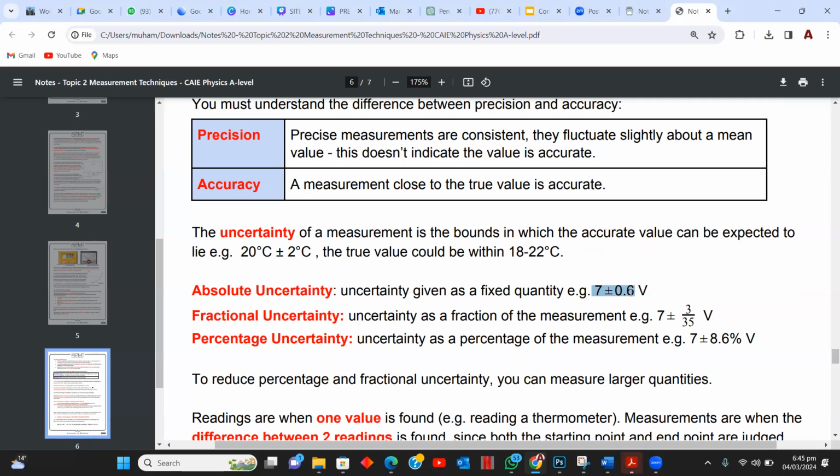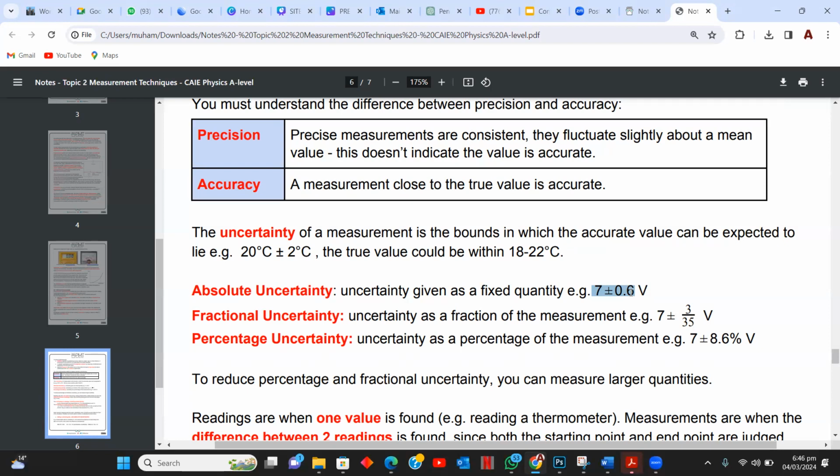Fractional uncertainty is when uncertainty is represented as a fraction. 7 plus minus 3 over 35 volts. Now the error is in the form of a fraction. And similarly, for a percentage uncertainty, your error is in the form of a percentage. It's 7 plus minus 8.6%. Now, if your answer is 7, you take 8.6% of 7 and add it, this will be the fluctuation above. And 8.6% of 7 subtracted from 7 will be the fluctuation below 7.